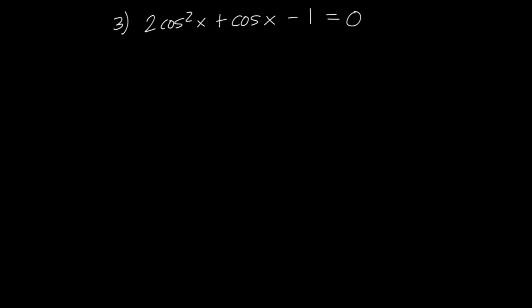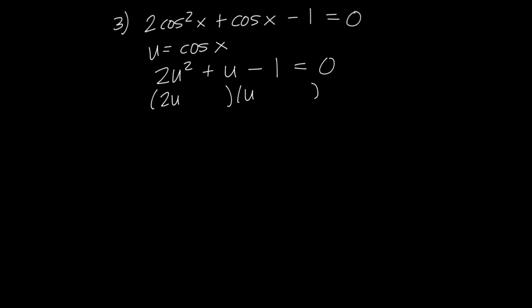Number 3. This should look familiar. This is in quadratic form if we let u equal to cosine x. So what we have here is 2u squared plus u minus 1 equals 0. If this is factorable, then you factor. And it looks like it is factorable. 2u minus 1, u plus 1. So this gives us u equals 1/2 and u equals negative 1. Our goal, however, is to solve for x. So we substitute cosine x back in for u.